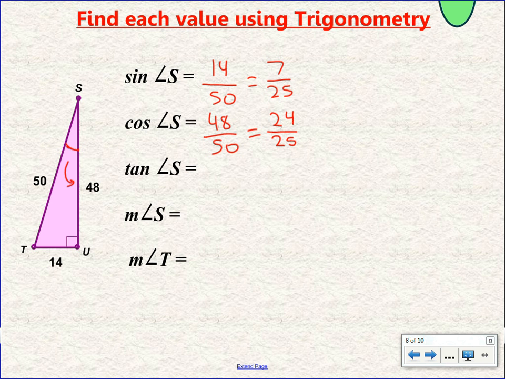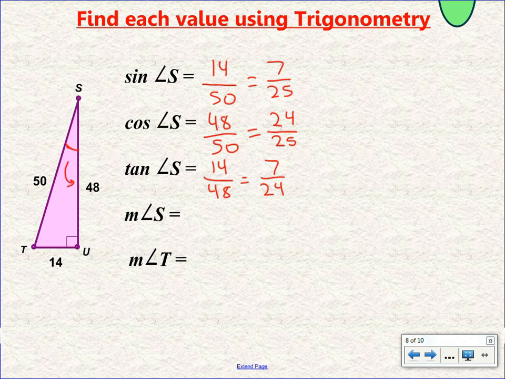Tangent of S. Tangent of S, remember, is the opposite over the adjacent. Opposite is 14. The adjacent side was 48. And I'm going to divide 2 out of both again and get 7 over 24. Now I have all 3 trig ratios for angle S. Angle S was my reference angle. Those are my 3 ratios.